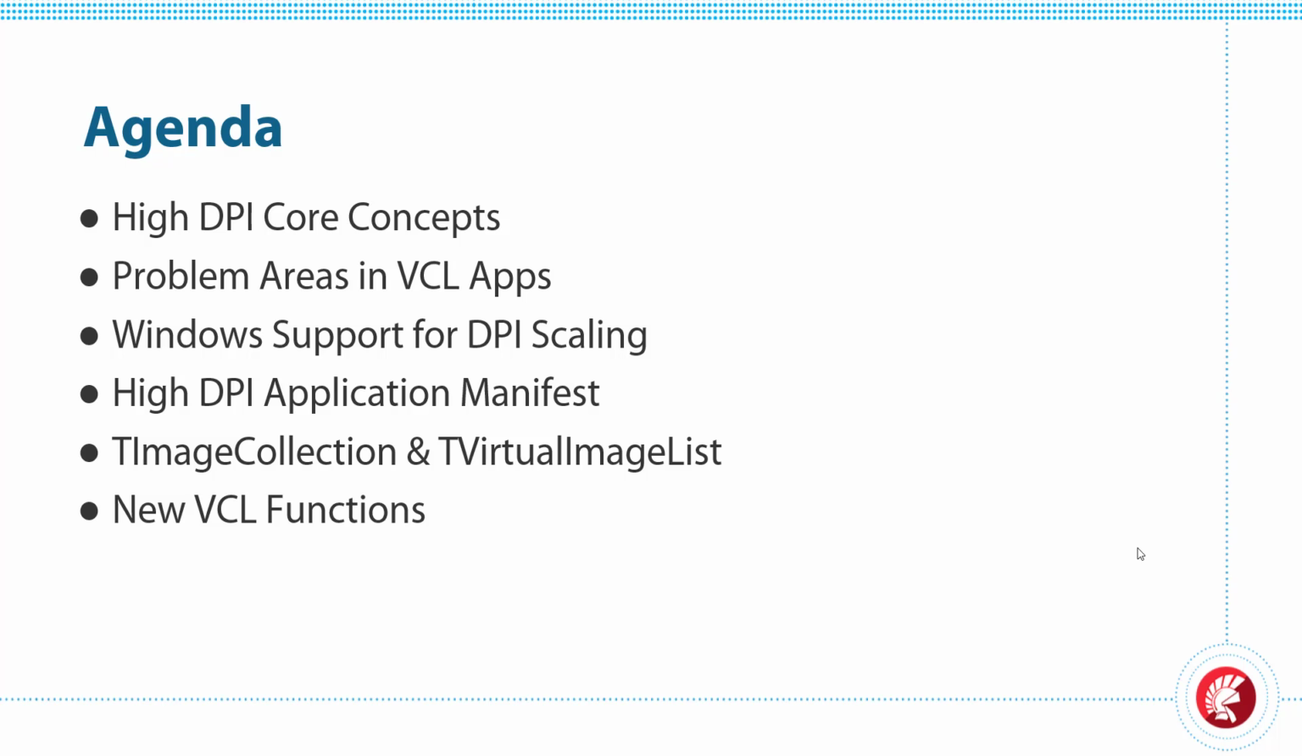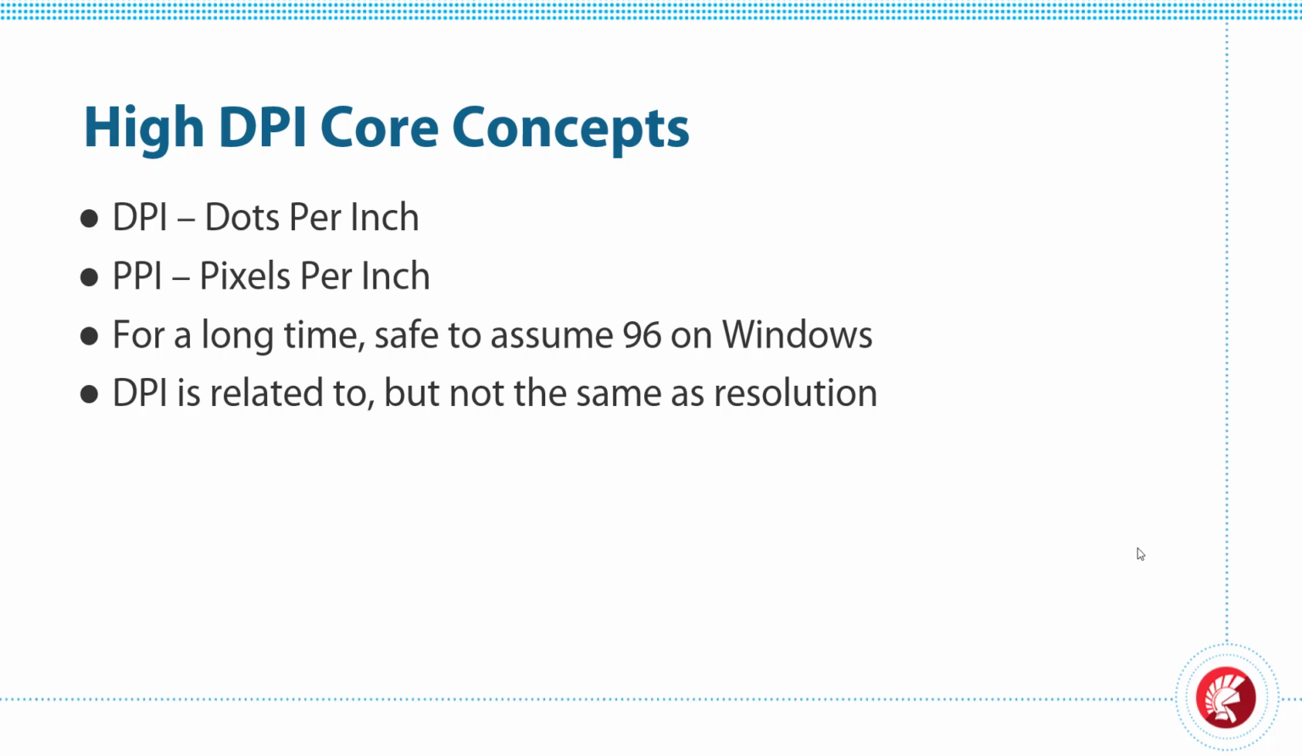So let's dive in. When we talk about high DPI, there are a number of things that come to mind from various people. Specifically, DPI stands for dots per inch. You may also see it referenced quite frequently as PPI, or pixels per inch.